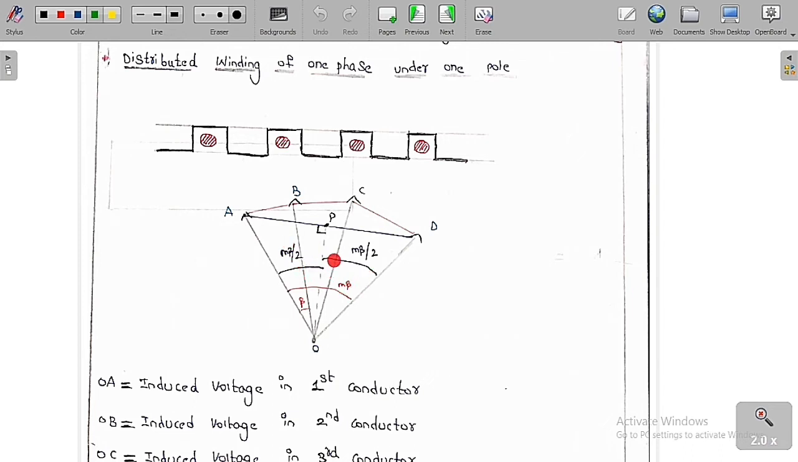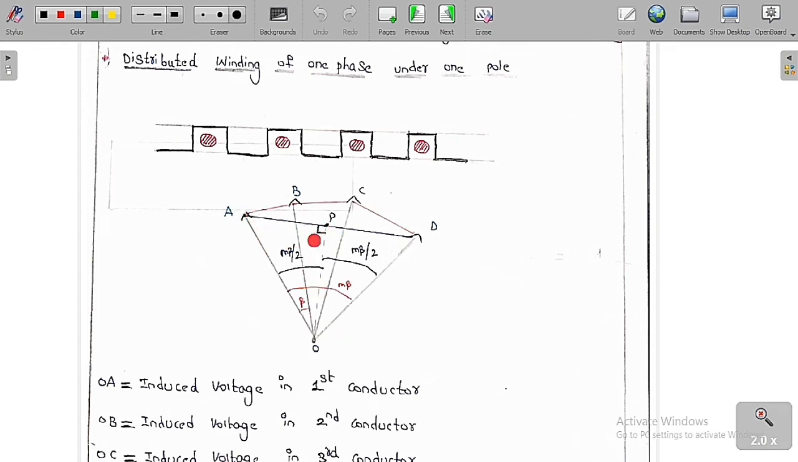So now I am going to do some simplification to get the value of the overall AD. If I take this simple triangle A, O, P, this is the perpendicular, and this is the angle m beta by 2. Then what is sine? Sine is opposite by hypotenuse. So sine of m beta by 2 is equal to AP by AO.